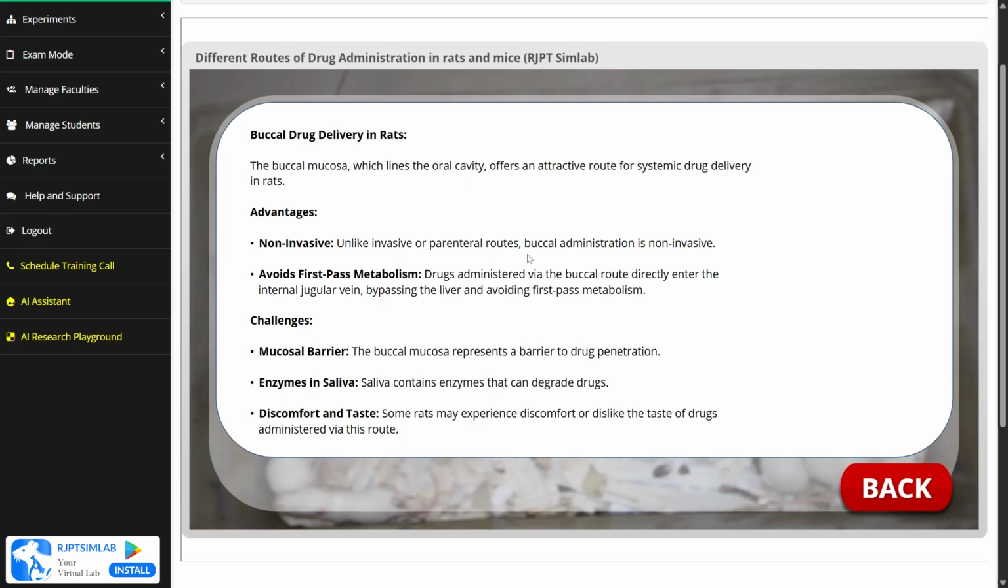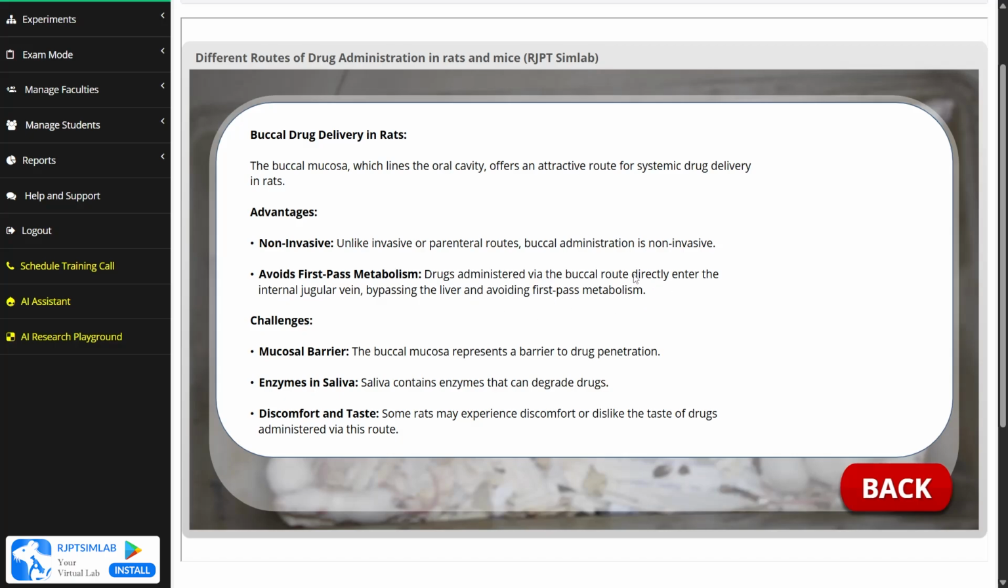Unlike invasive or parenteral routes, buccal administration is non-invasive, which means this route is very safe and does not cause pain to the animal. It avoids first pass metabolism. Drugs administered via the buccal route directly enter the internal jugular vein, bypassing the liver and avoiding first pass metabolism. This is a very important statement, which says that the drugs are administered through the buccal cavity directly into the systemic circulation and into the internal jugular vein, which bypasses the liver and avoids first pass metabolism.